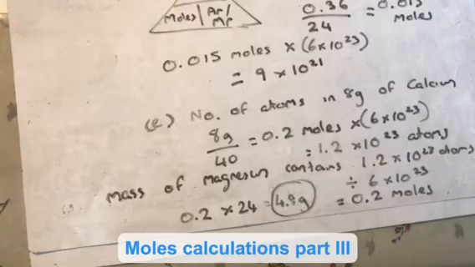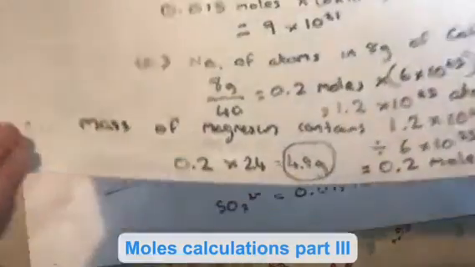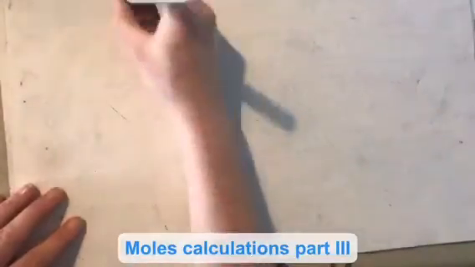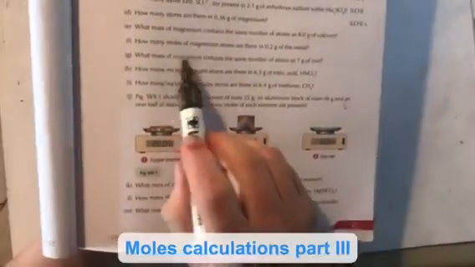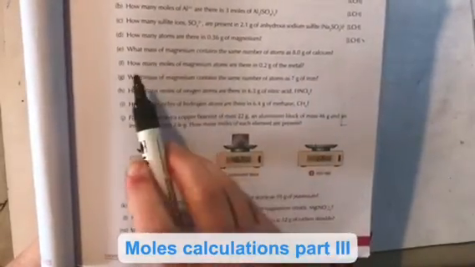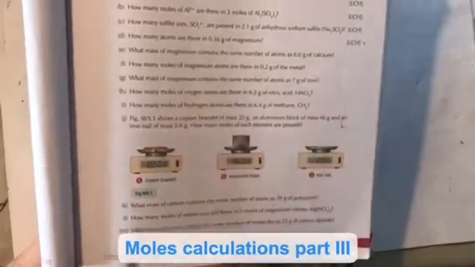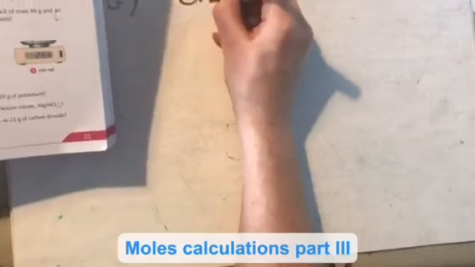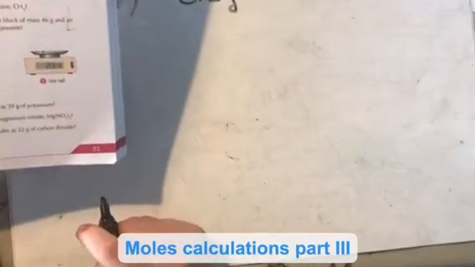Okay, all right, so that was part E. We'll do one more and then I'll leave you guys to do the rest yourself, okay? So now F. How many moles of magnesium atoms are there in 0.2 grams of the metal? Okay, so again, this is easier than the last question. So let's have a little look at that. So how many moles of magnesium atoms? Okay, so 0.2 grams, and they're asking us for how many moles.